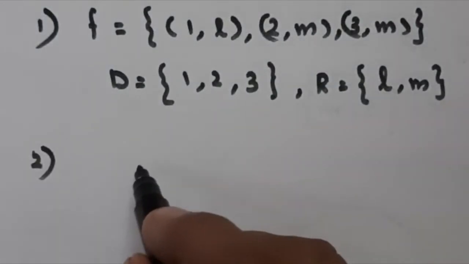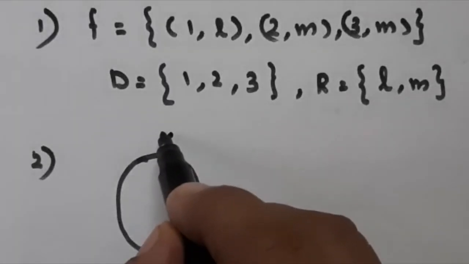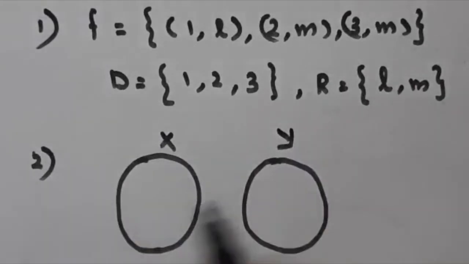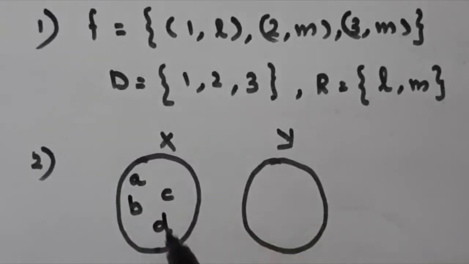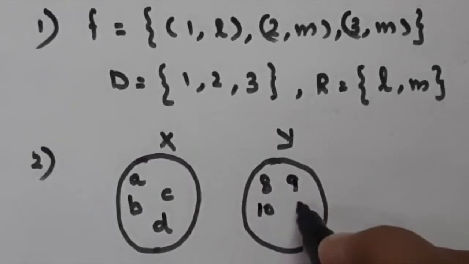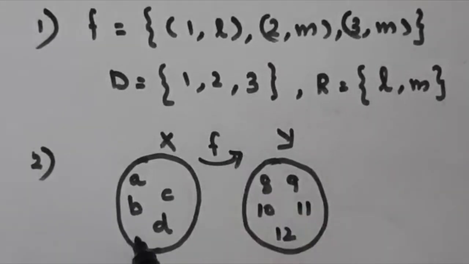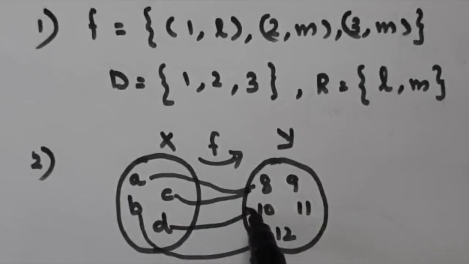Second example. Let F be denoted like this. Consider two closed forms. Let the first one be capital X and the second one be capital Y. These two are sets. Capital X contains the elements small a, small b, small c, small d. Capital Y contains 8, 9, 10, 11 and 12. Let F be a function from X to Y, by which a is associated to 8, b is associated to 12, c is associated to 8 again, and d is associated to 10.